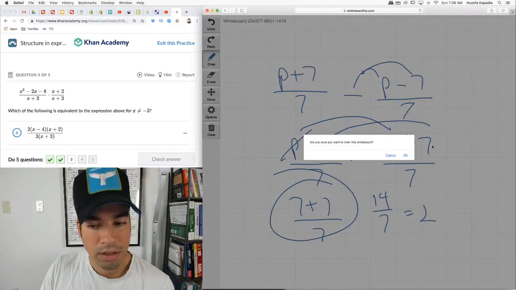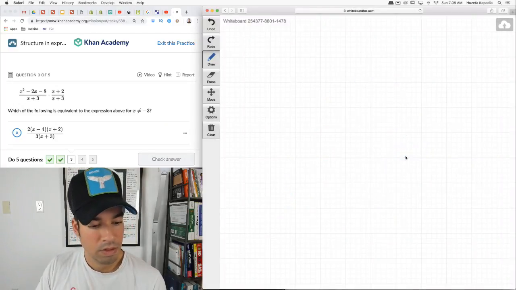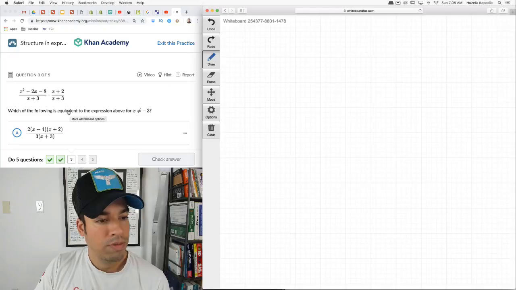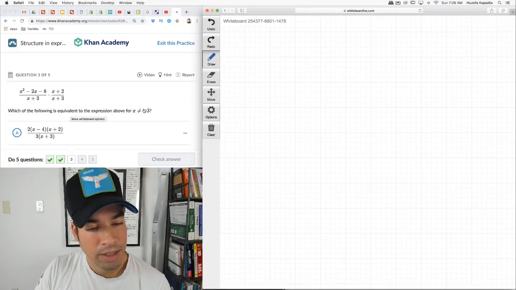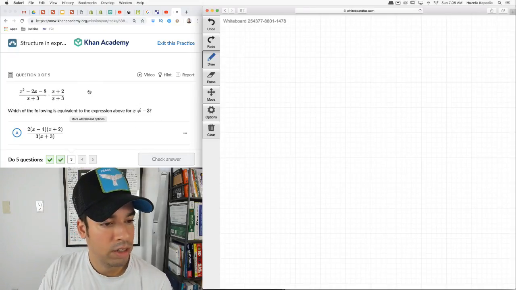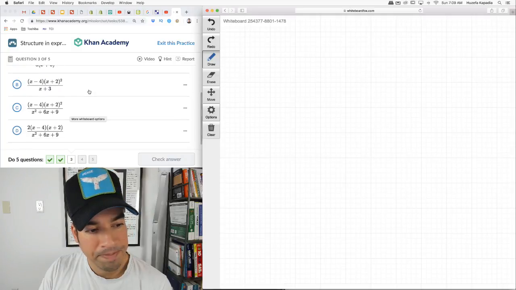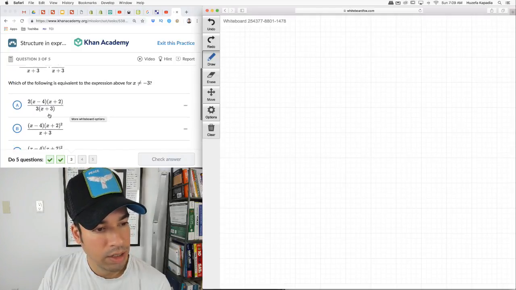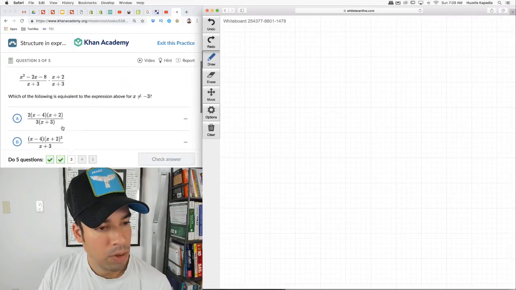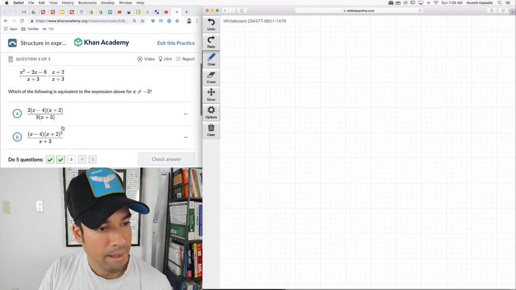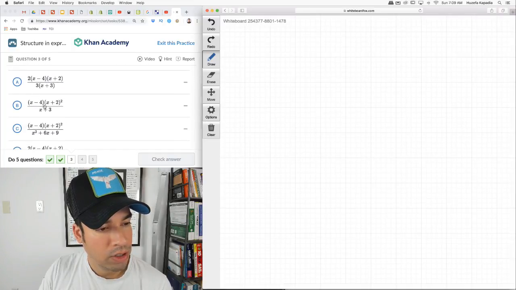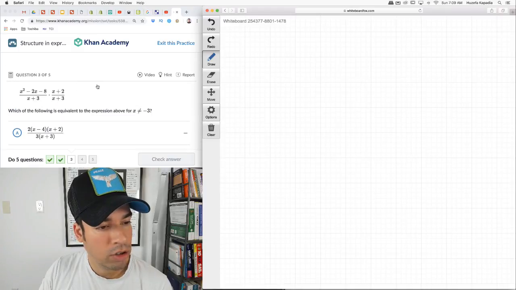All right, next. Which of the following is equivalent to the expression above for x does not equal negative 3? And I'm going to look at the answers really quickly. So these guys, they've multiplied. And here they factor this. Okay, I'm just going to go for it and start trying to combine things.